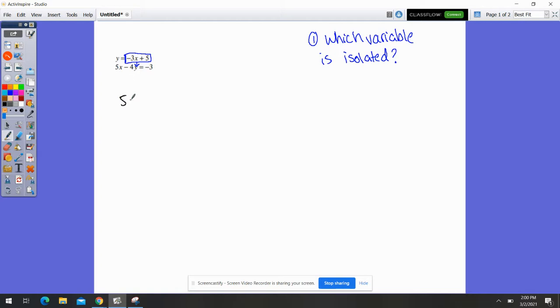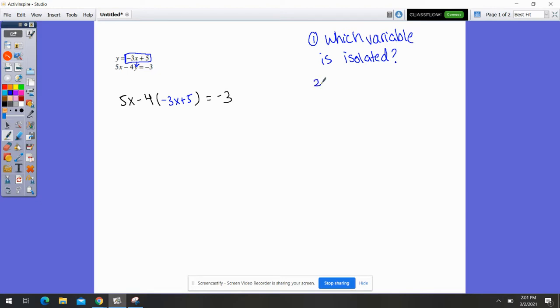And it's going to look like this. So I'm going to take 5x minus 4, and instead of y, I am swapping it with its equivalent expression. So I'm going to put that in parentheses. So that is negative 3x plus 5 equals negative 3. Okay, so now you can see that the whole equation is in terms of x. So we can solve for x.